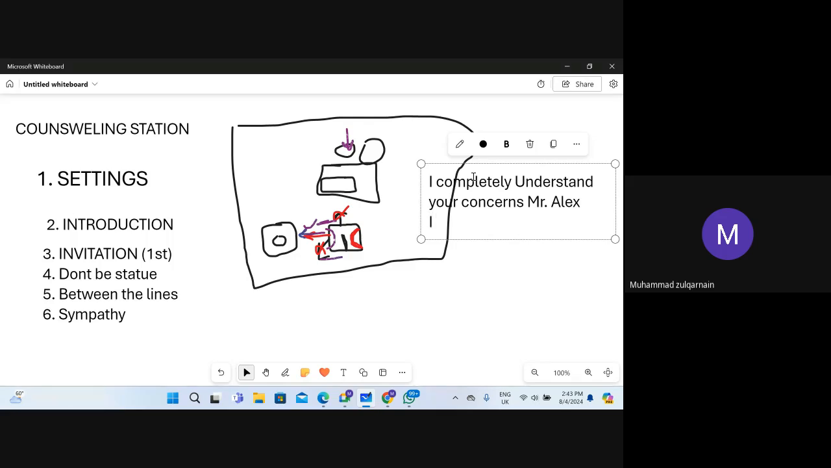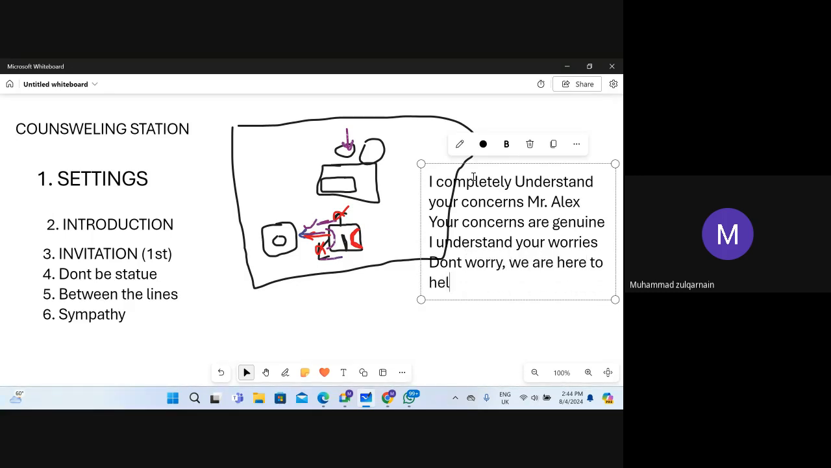Next, your concerns are genuine. I understand your worries. Don't worry, we are here to help you in our best way. So these are four, five. You can use your own ones as well if you know. So you can use these fillers in these sentences.